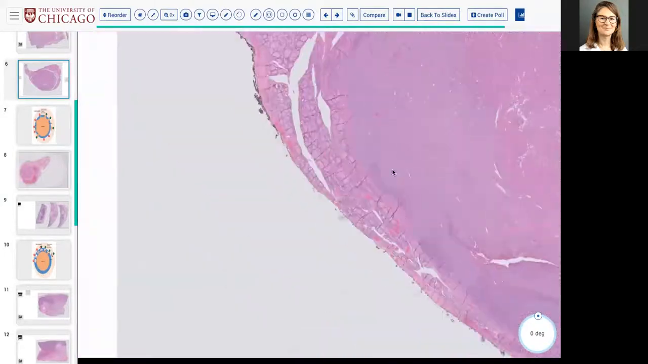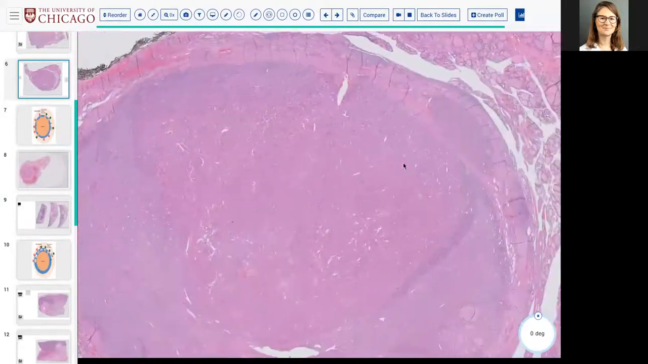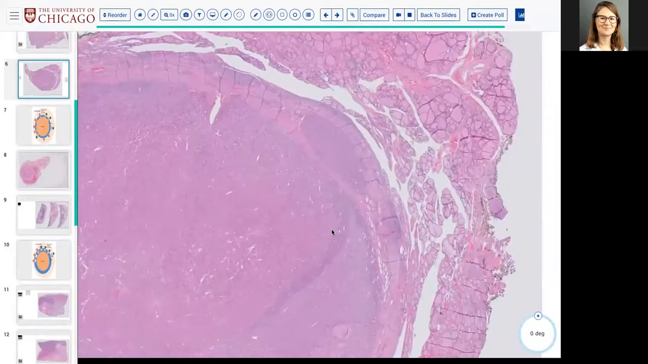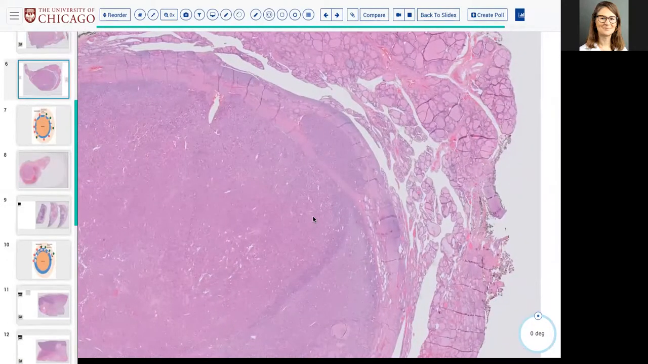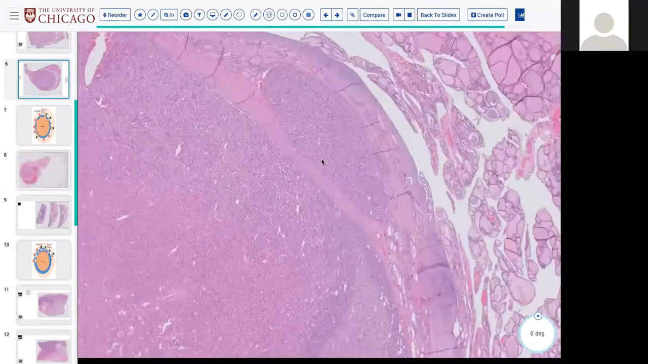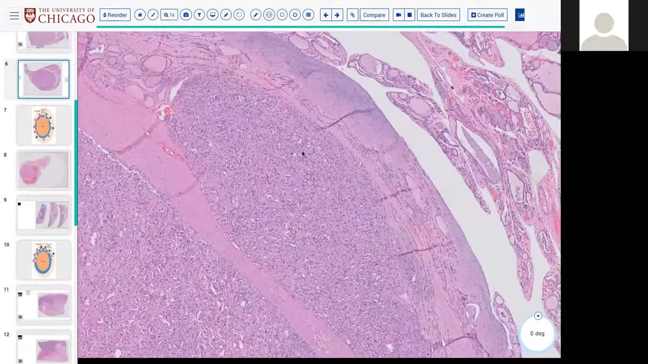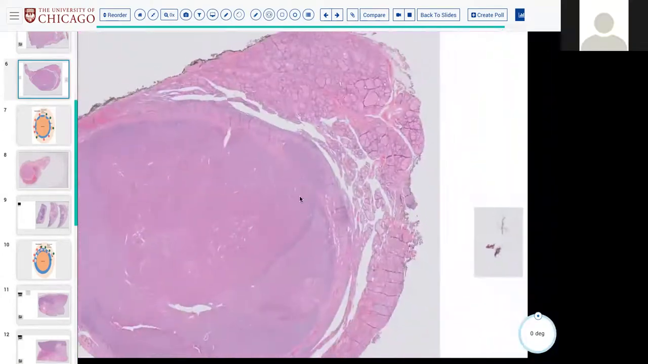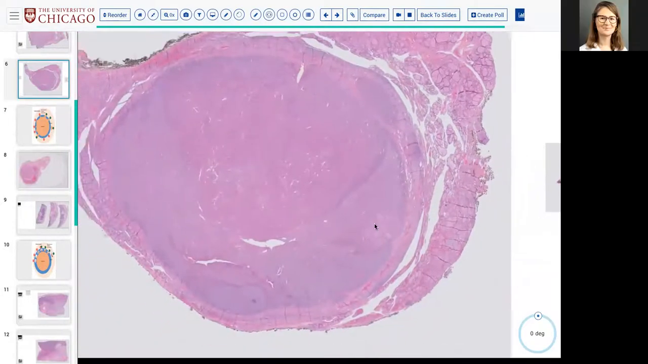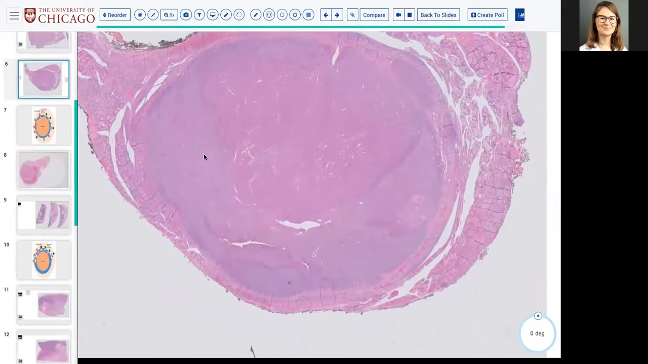What else do we see? We don't see mitoses very much. We don't see necrosis. Is there an area of invasion in this? Do we consider this invasion? Do you consider this invasion? I think so, because I see normal colloid follicles surrounding it.